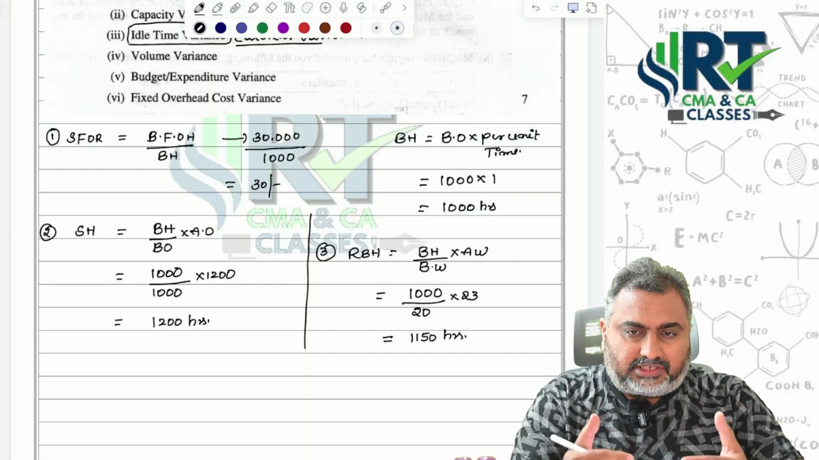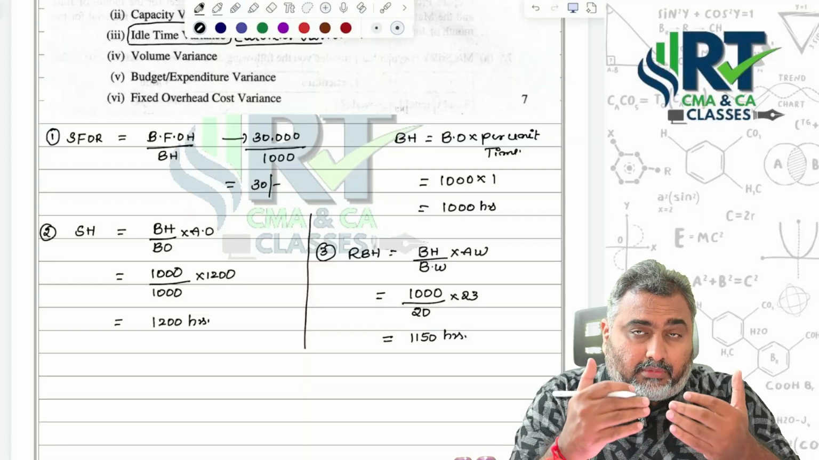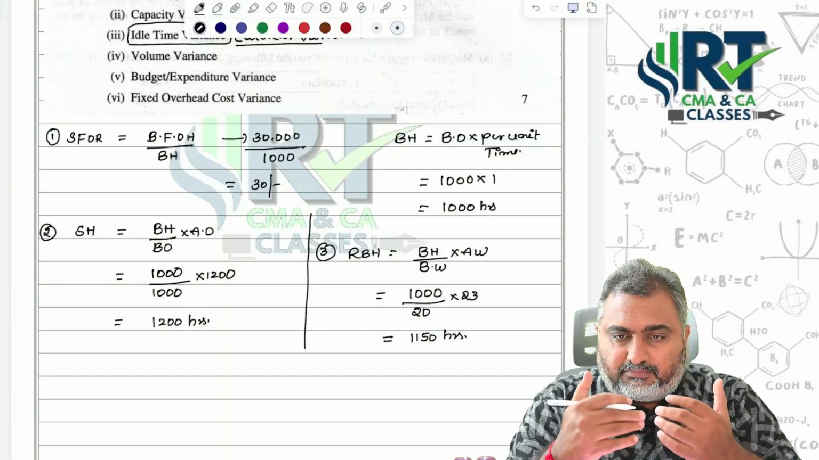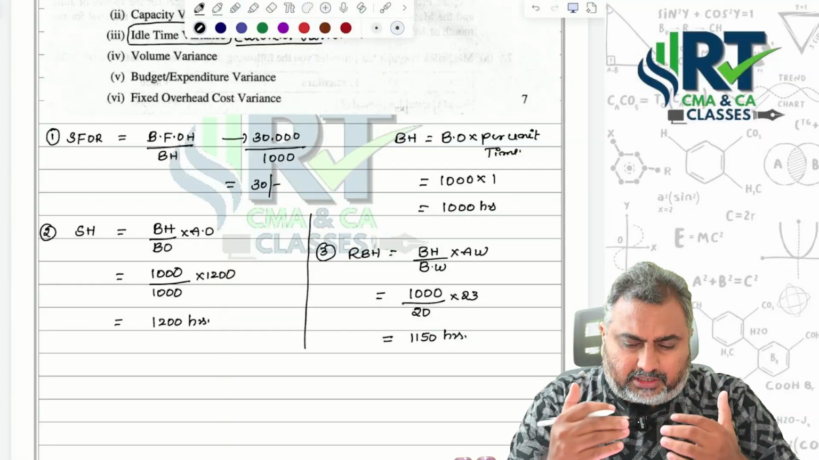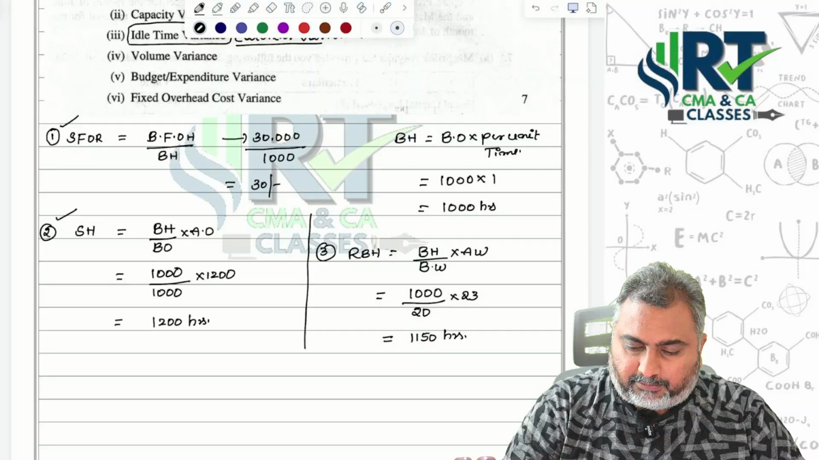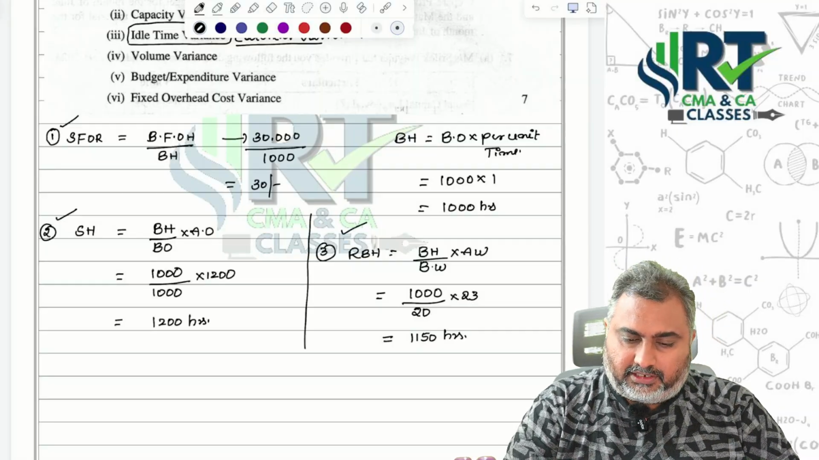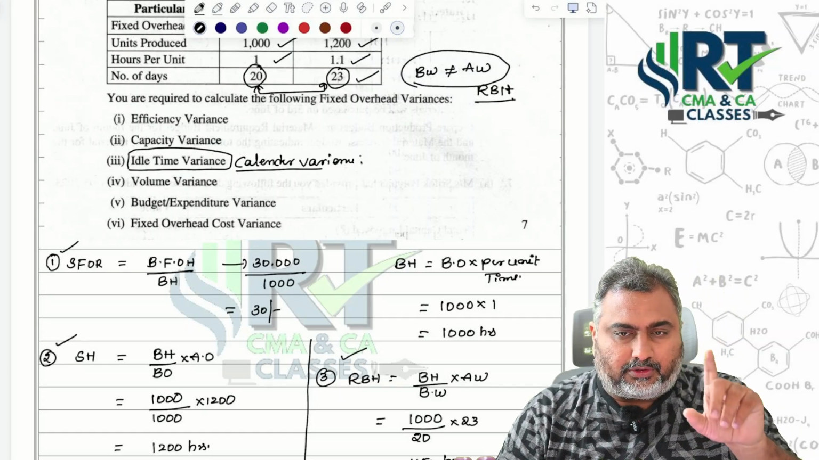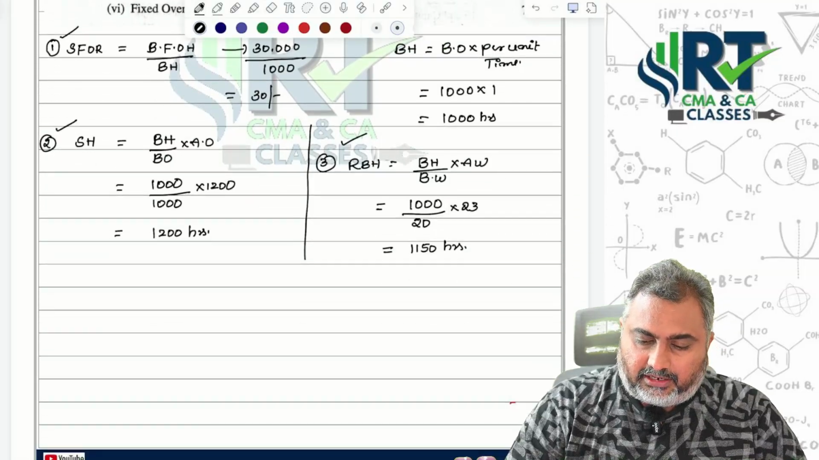Sir, if you understand, previously you may have faced a lot of complication if you want to solve fixed overhead variances. This is the step-by-step calculation, even marks-wise. Whenever the concerned institute wants to allocate the marks on a step-by-step basis, this is very useful to you. First SFOR you computed, second SH you computed, third RBH you computed. Why did you compute RBH? Because your actual working days and budgeted working days are not the same. That's the reason you calculated RBH.